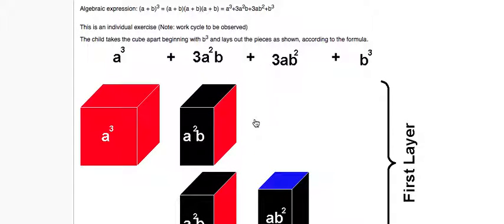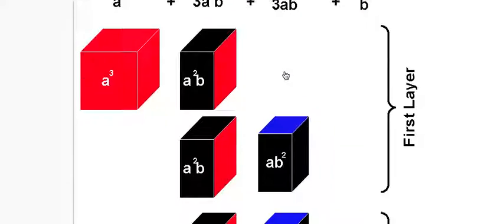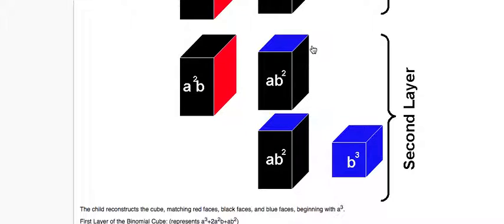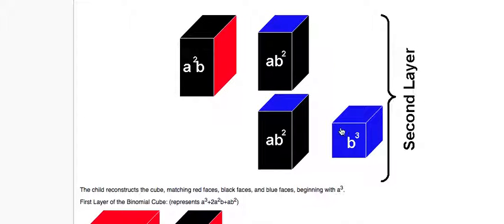3ab squared would be the 3x that we got earlier, so that means this blue bit has an area of 1, it's 1 squared, times the height, which will be x. There's 3 of those, 3 x's altogether. And then finally, the 1 cubed, the b cubed.